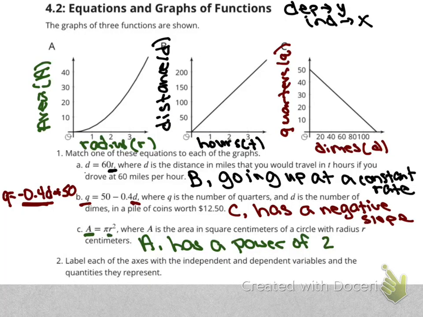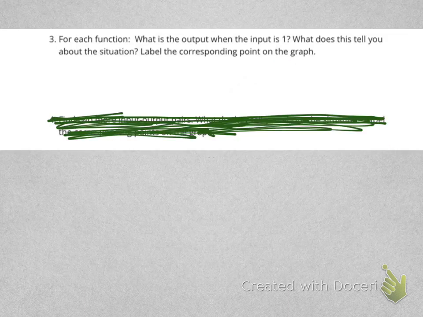Alright, so we're going to take each one of these equations and we are going to plug 1 into them. Figure out what the coordinate would be, basically, what the x and y values will be. So we're starting with that d equals 60t equation.